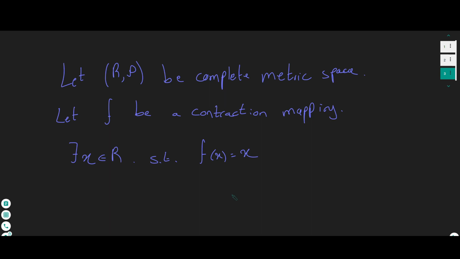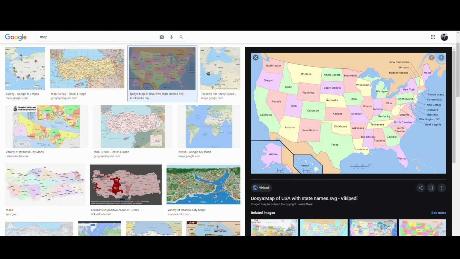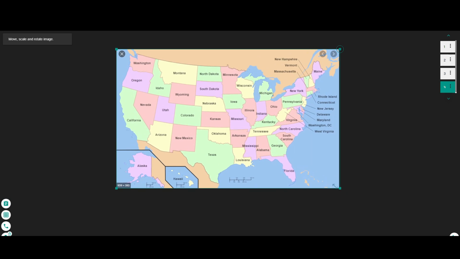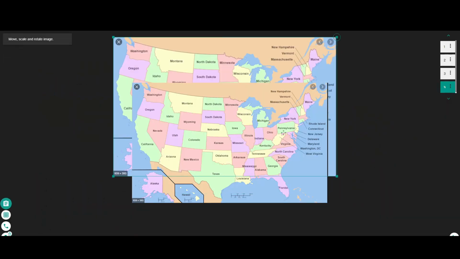Before we get into the proof, which we are of course going to talk about, let's try to get a geometric, intuitive understanding of what this is, because it's not very intuitive. Let's take a normal map. I'm going to copy a picture of the map of the United States here. And suppose I do a contraction mapping on it, which means let's say I just make it smaller. I don't rotate, I just make it smaller.